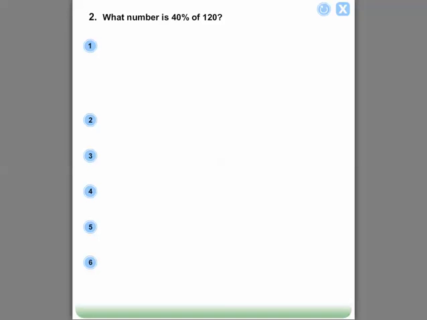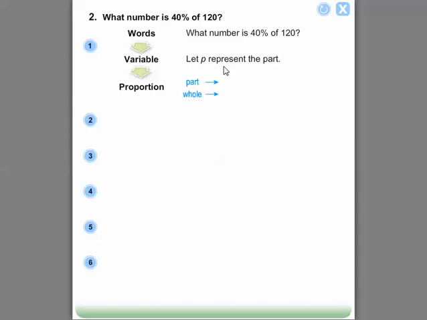So our next example says, what number is 40% of 120? So we're going to look at the words, what number is 40% of 120? We put our variable in. We're looking for the part, because it says what number is 40%, so what number is equal to 40%. So we know it's the part. So we write our proportion. We have part over whole equals the percent. So we have P over 120, because we said that was our whole, equals 40%, so 40 over 100.